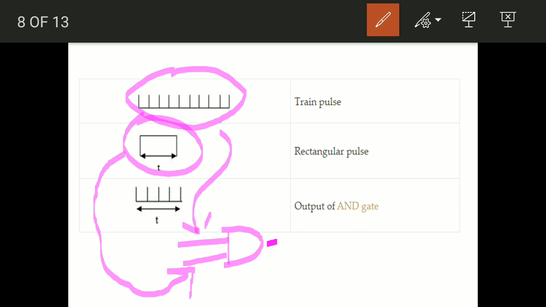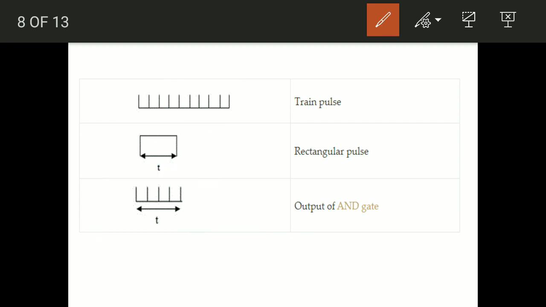And finally the output of this AND gate is possible when both the inputs are high. Now let us consider that this small t indicates the width of the rectangular pulse which is generated by the pulse generator. Now within this particular span of time, whatever pulse is available at the input terminal of the AND gate, it will provide straight away as an output.